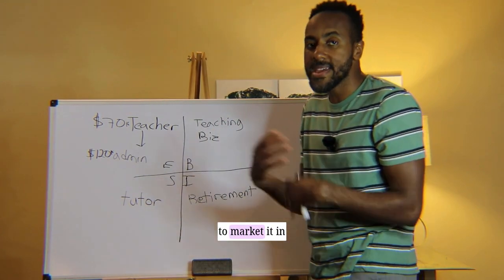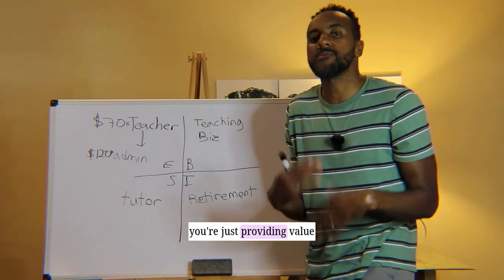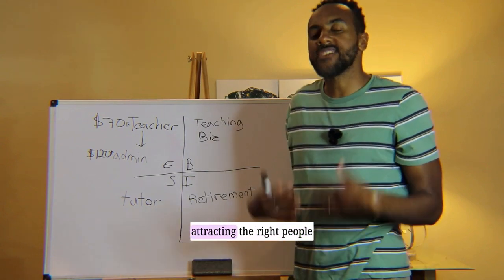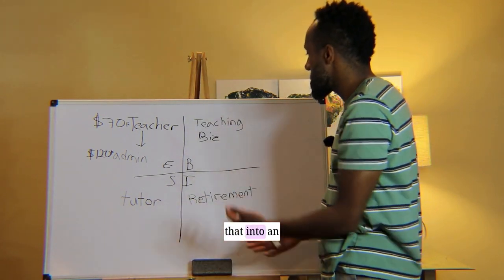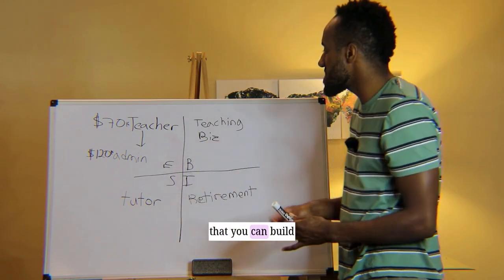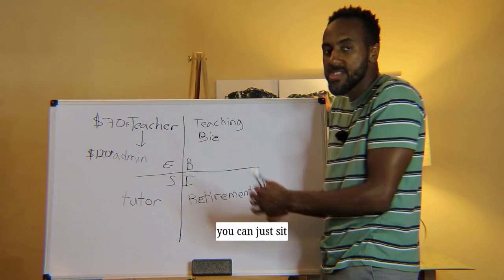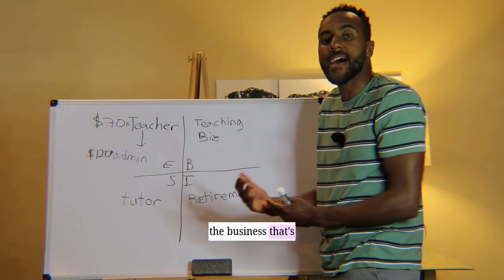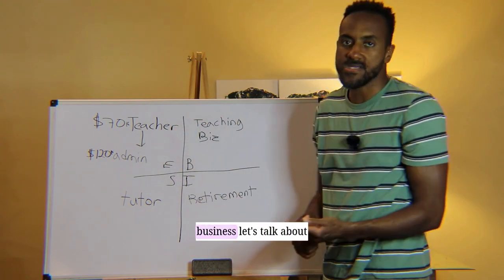Iterate upon that, learn to market it in a way where you're not having to be internet famous, but you're just providing value to the marketplace and attracting the right people that are already looking for you. And then you turn that into an actual business, something that you can build once. Let's say you might want to hire some more teachers to teach for you, so you can just sit back and run the business. That's okay. But you're taking, like I said, the skills you already have and you're creating a teaching business.